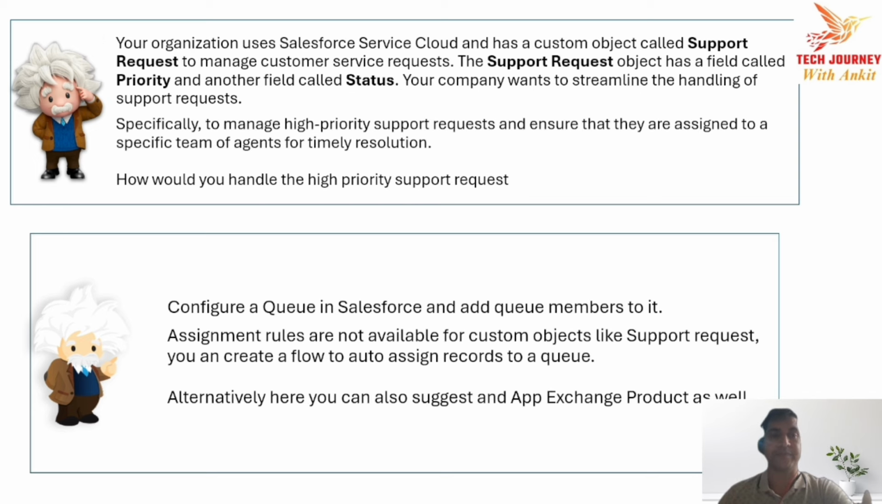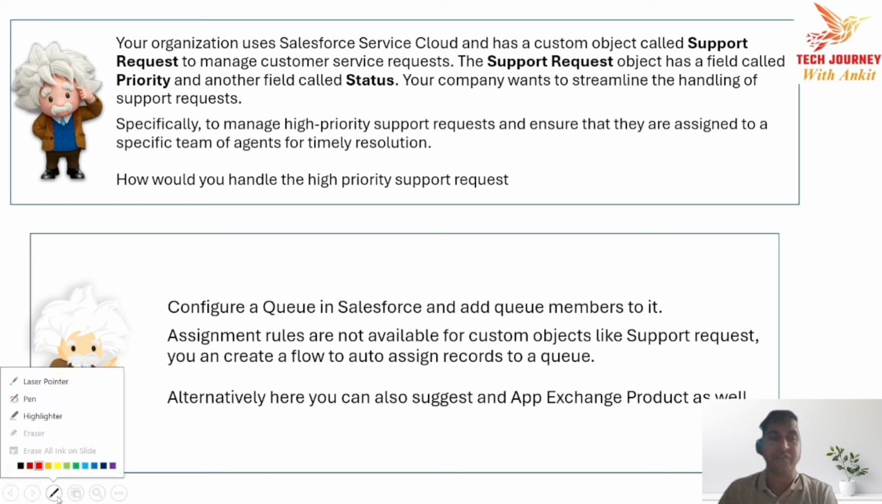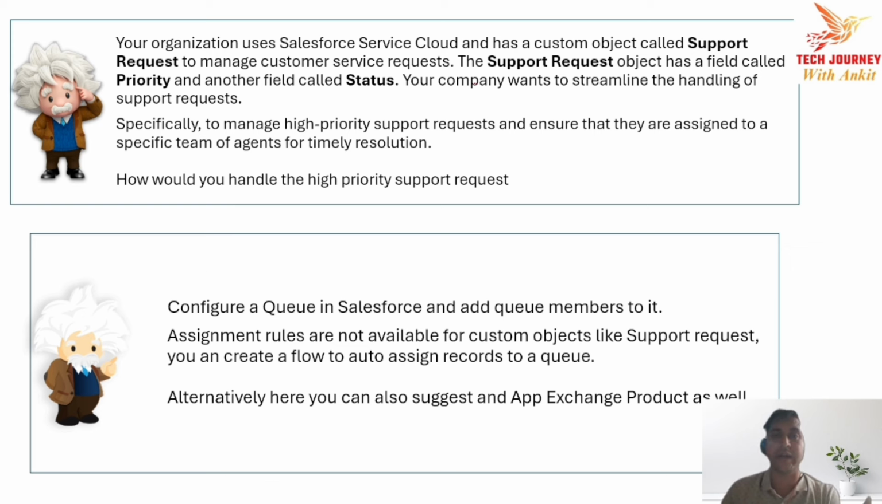Now, the next question. Your organization uses Salesforce Service Cloud and has a custom object called support request. There are a few key pointers here that I want to highlight. The first one is that this is a custom object, called support request, to manage the customer service requests. The support request object has a field called priority and another field called status. So there are two fields available on the support request object.